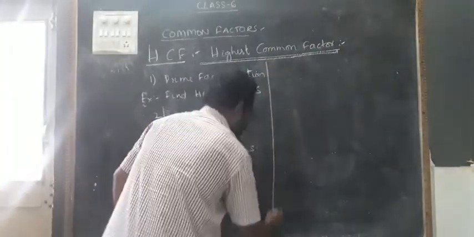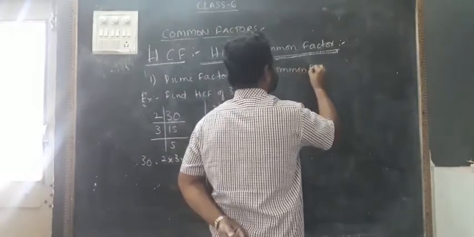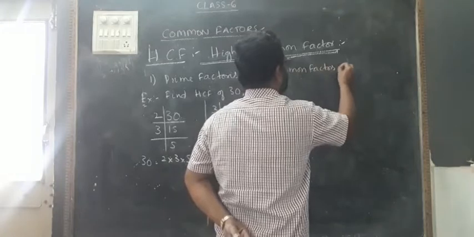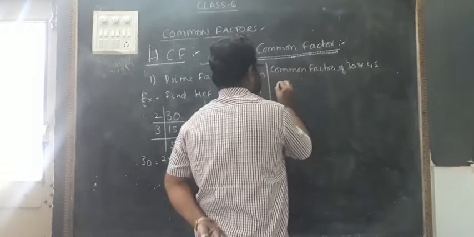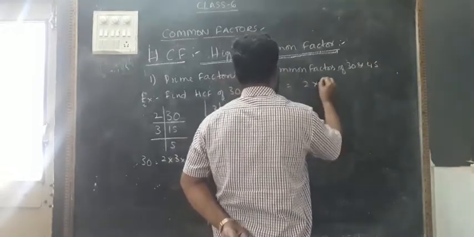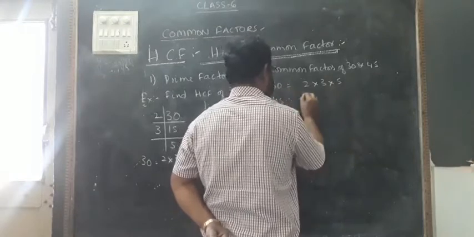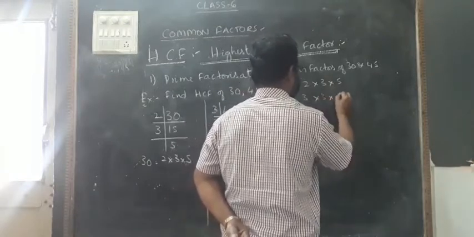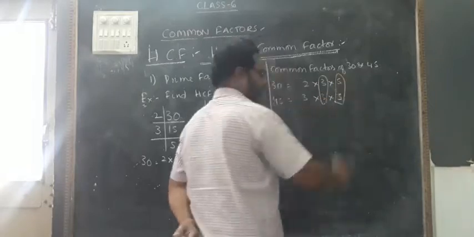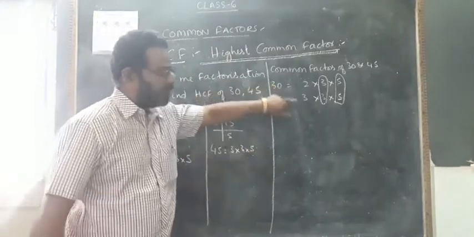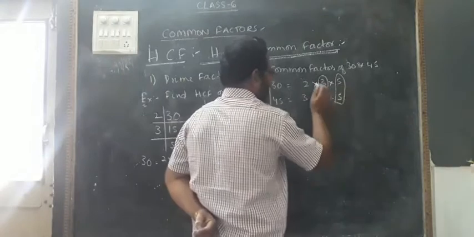So now we can write down the common factors of 30 and 45. 30 is equal to 2 into 3 into 5, and 45 is equal to 3 into 3 into 5. Just observe what the common factors are. 3 is a common factor, 5 is a common factor. A common factor means it should be in both numbers. So 3 and 5 are the common factors.